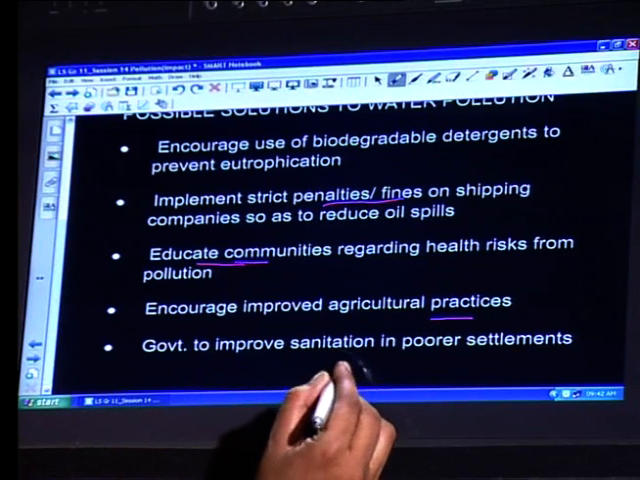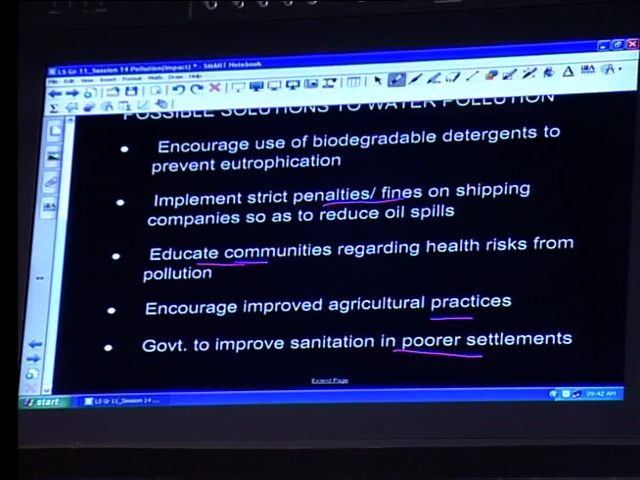Government to improve sanitation in the poorer settlements. Right. Government is spending money probably on a lot of things that are not necessary, but sanitation in the poorer communities, that needs to be implemented. It's a first priority. So they need to divert money to the poorer communities, implement proper sanitation systems so that there's no need for communities to dispose of sewage into the nearest river or dam. Right. So improve sanitation in poorer settlements to prevent cholera, to prevent dysentery. Right. So these are some of the possible solutions to water pollution.